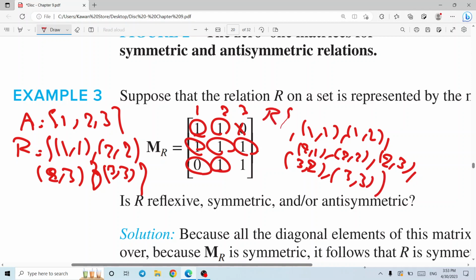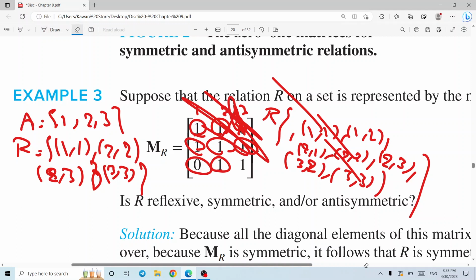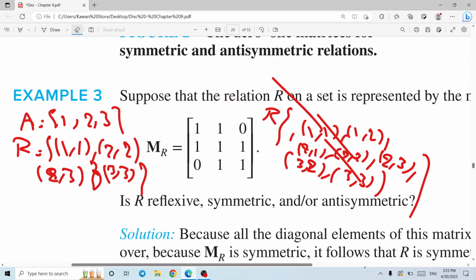Then look at this relation. Is it reflexive or not? 1, 1, 2, 2, 3, 3. So the diagonal is very important. What do you mean by diagonal, the main diagonal? I mean this line. If all entries on the main diagonal are 1, it means reflexive. If I put a mirror here and I see the same thing, I see the symmetry. So I use a matrix to tell me whether the relation is symmetric or not, or reflexive or not.